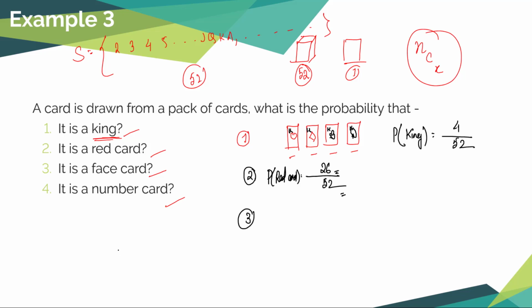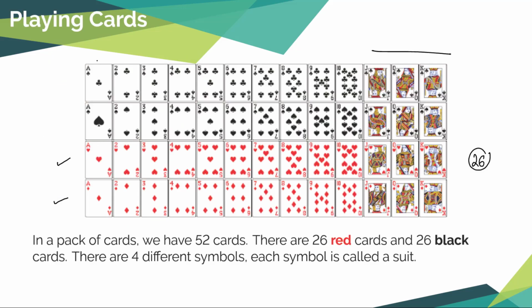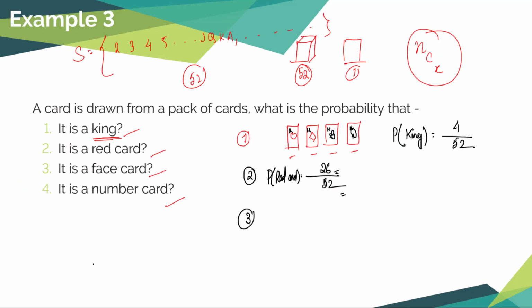Number 3 is, it is a face card. I have already shown here that in a pack of cards there are 16 face cards, because 4 cards for each suit, 4 suits, so 4 into 4 is 16 face cards. So these are 12 and these 4, right? So 16 face cards. So the probability of face cards is equal to 16 by 52, because there are 16 face cards and the total number of cards is 52. And the last one is just a number card.